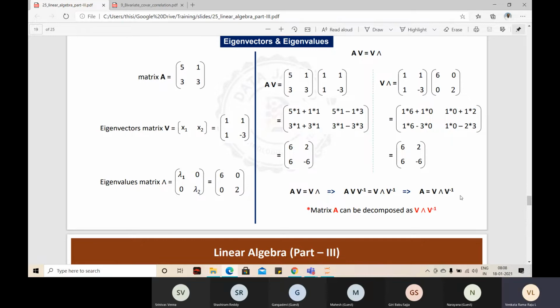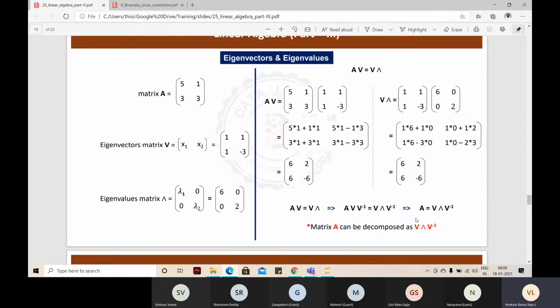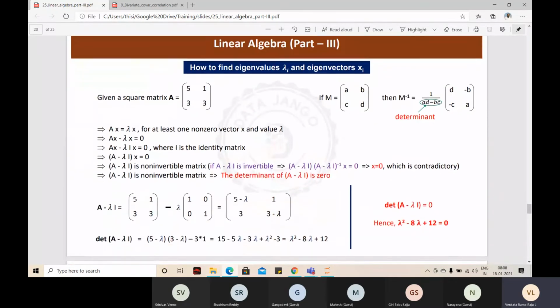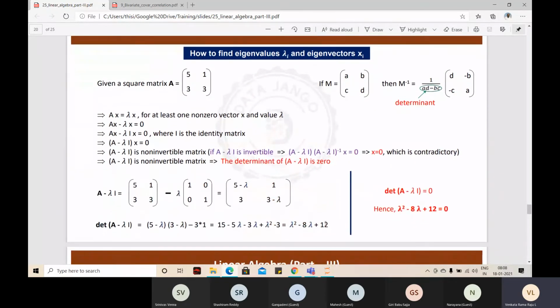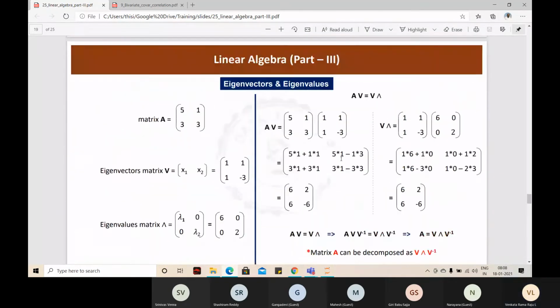So how to find V lambda V inverse? I'll show in a moment. But A can be represented, A can be derived by multiplying these three matrices like this. Okay. This process is called eigenvalue decomposition. So let us look at how to find these eigenvectors and the eigenvalues.